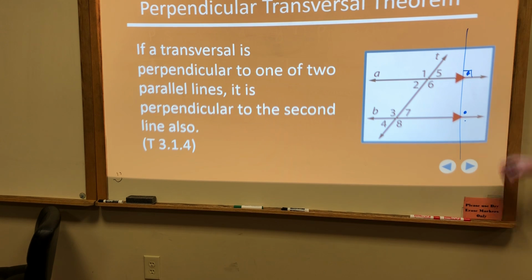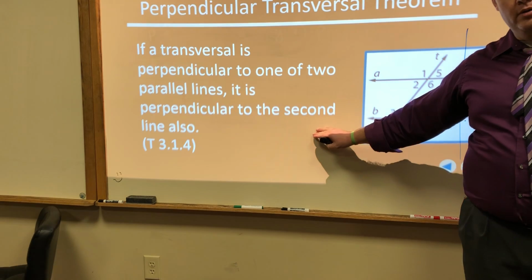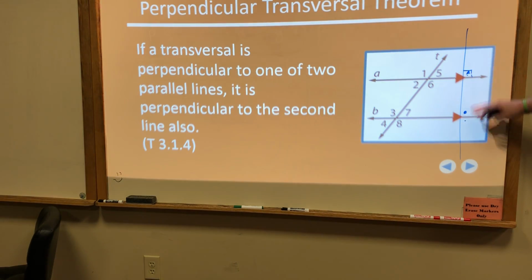So therefore, class, think about this carefully with me. If they're perpendicular here, that means that's 90. That means this one's congruent as well. It's the same answer. It's 90. That's why they're perpendicular to both. So if they're parallel, then they're perpendicular to both. That is the perpendicular transversal theorem.